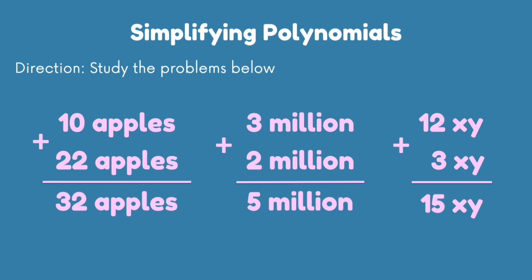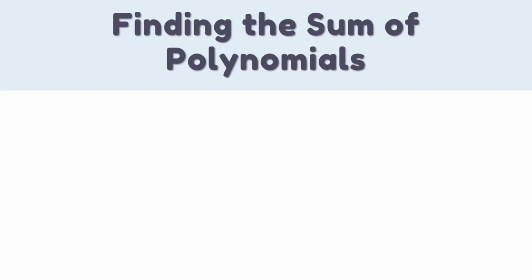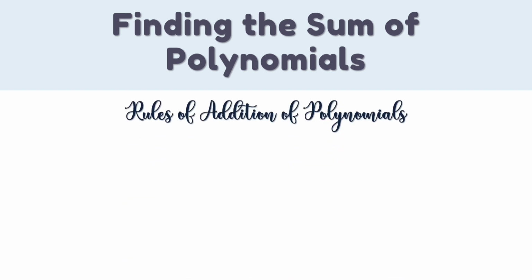I hope that this is already clear to you, so we are now going to move forward to our proper discussion, which is all about finding the sum and difference of polynomials. But first, we are going to discuss how to find the sum of polynomials. So how can we add polynomials? The addition of polynomials is simple. While adding polynomials, we simply add the like terms. Therefore, it is important to remember the rules of addition of polynomials.